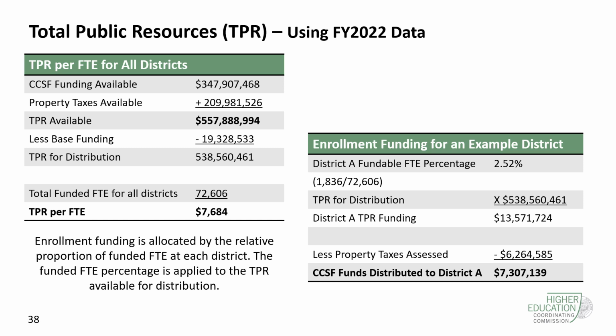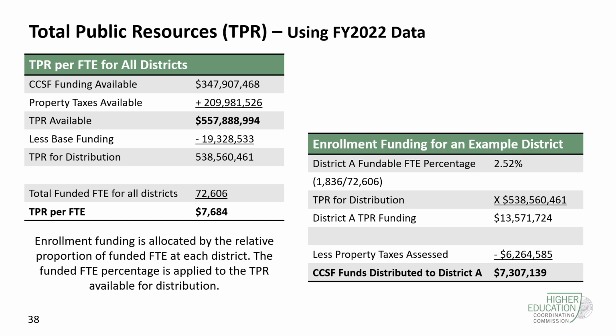So District A has 2.5% of the total number of funded FTEs. So we apply that 2.5% to the total available funding of $538.5 million. And we see that their funding in terms of the number of dollars would be $13.5 million. So of the $538 million that's available for distribution, they're going to receive $13.5 million of that 538.